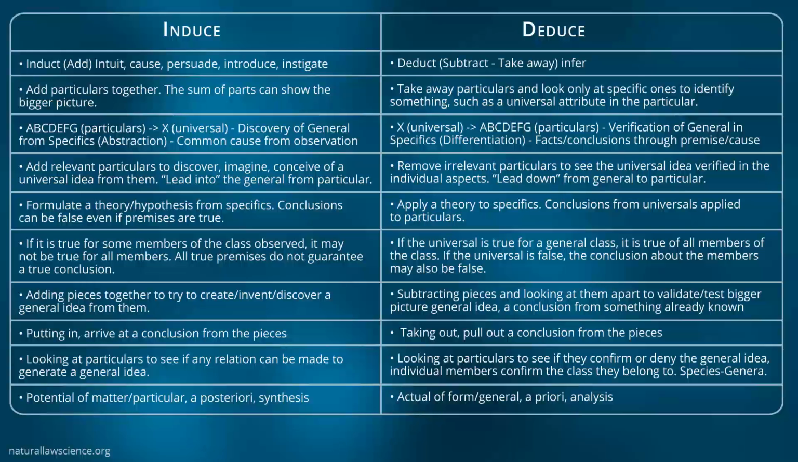Back to induction. It adds relevant particulars to discover, imagine, and conceive of a universal idea from them. We lead into the general from the particular. And in deduction, you remove irrelevant particulars to see the universal idea verified in the individual aspects themselves. You lead down instead of leading into the particular. Instead of leading into the general from the particular, now you're leading down from the general into the particular.